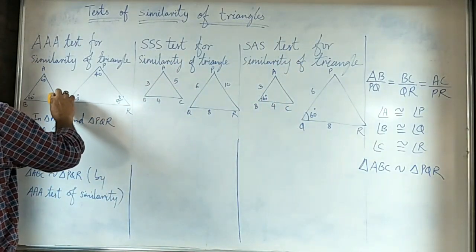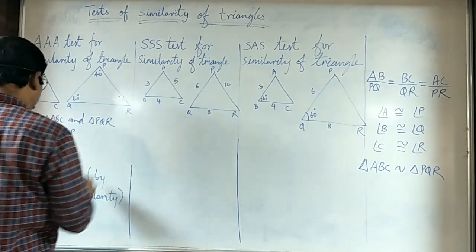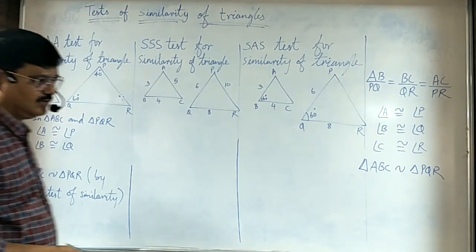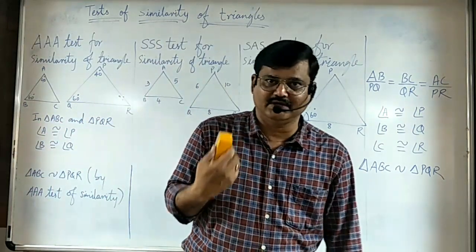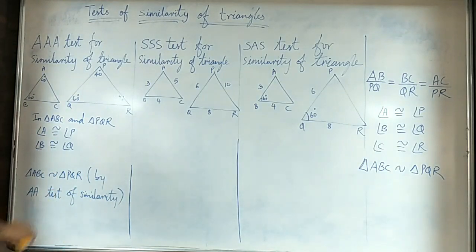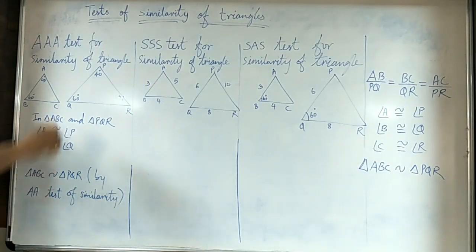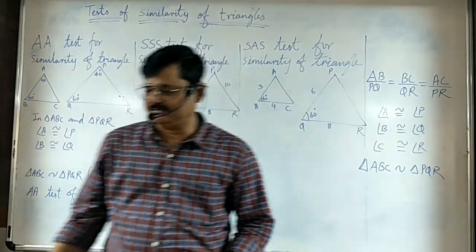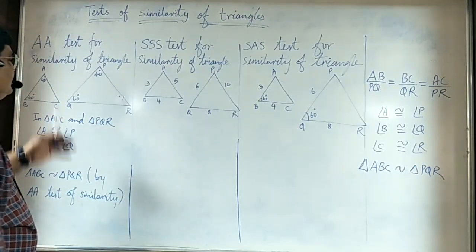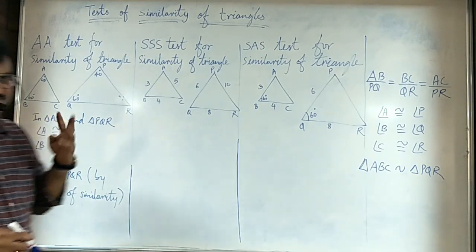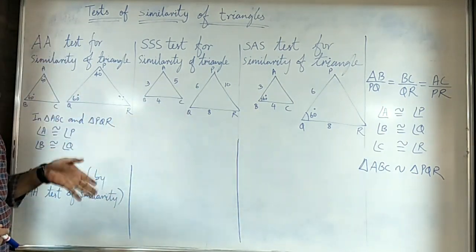You can go for this test also. That means if two corresponding angles are congruent, there is no need to go for the third angle. Then you can say these two triangles are similar by the AA test of similarity. So this is what we finished with the AAA test or AA test, 3 times A or 2 times A.